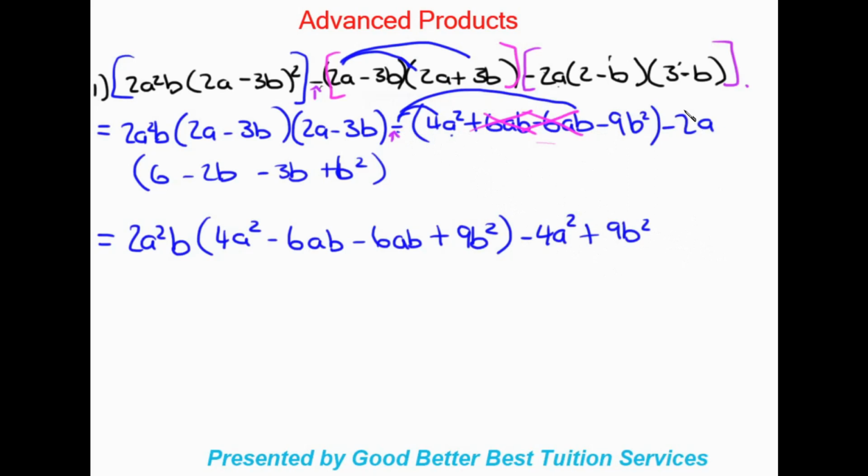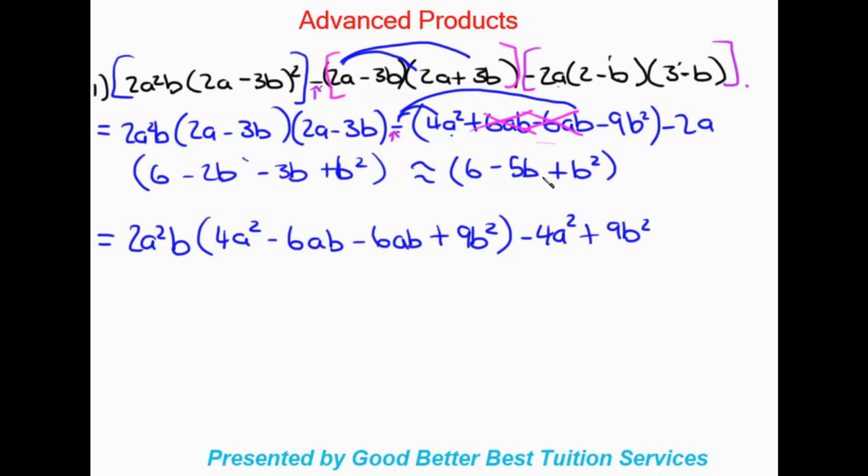And then we're going to times this negative 2a into our brackets over here. Just to simplify the brackets, it's going to be a 6 minus 5b, because that's the negative 2b minus 3b. So it's 6 minus 5b plus b squared. So we're timesing the negative 2a into this bracket.